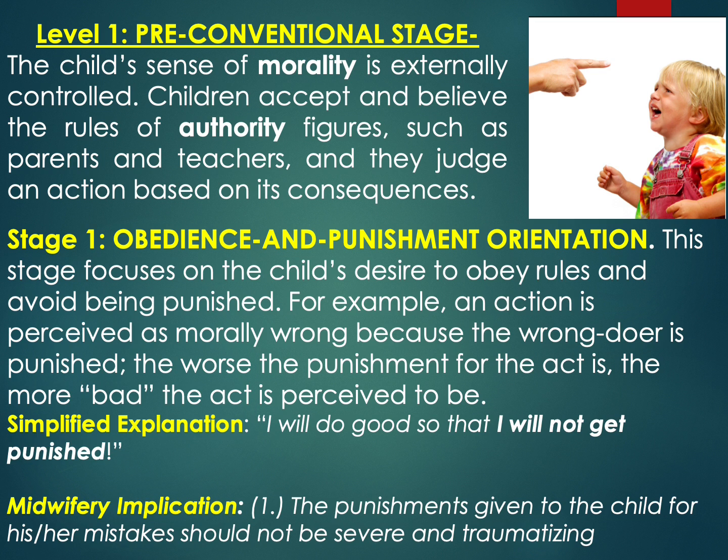Children accept and believe the rules of authority figures such as the parents and teachers, and they judge an action based on its consequences. Let's start with stage 1, which is obedience and punishment orientation, and this is usually happening during infancy. This stage focuses on the child's desire to obey rules and avoid being punished. For example, an action is perceived by the infant as morally wrong because the wrongdoer is punished. The worse the punishment for the act, the more bad the act is perceived to be.